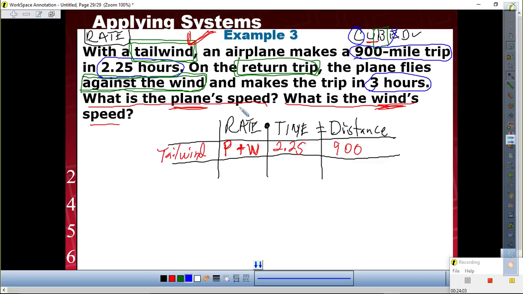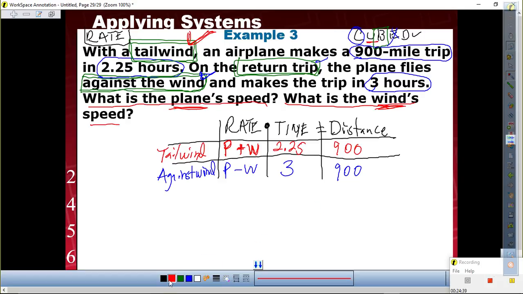So let's go to the other information. On the return trip, instead of writing return trip, what am I going to write? Against the wind. So I want you to write against wind. So let me ask you this. If you were to run against the wind, is that going to increase your speed? So what do I write here? P minus W. What was the time for that trip? And the distance? Still 900 because it's a return trip.